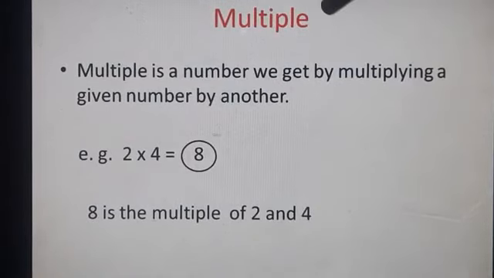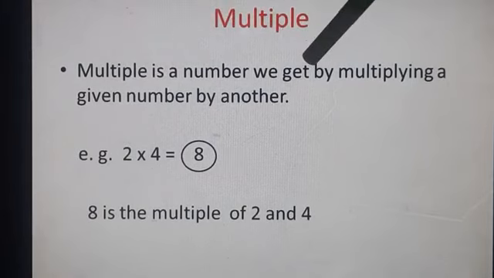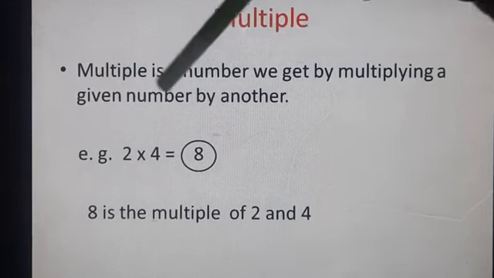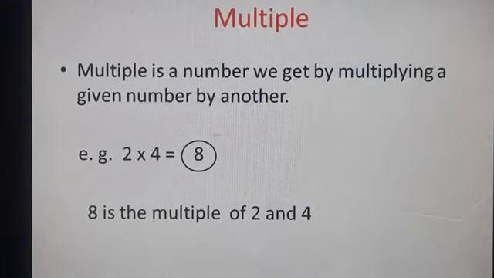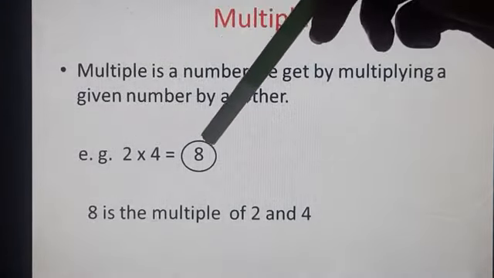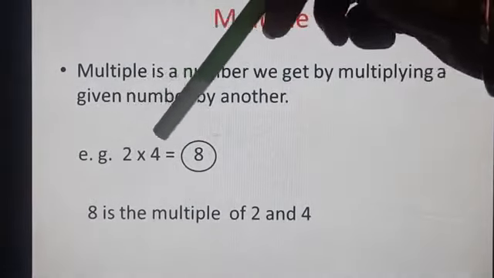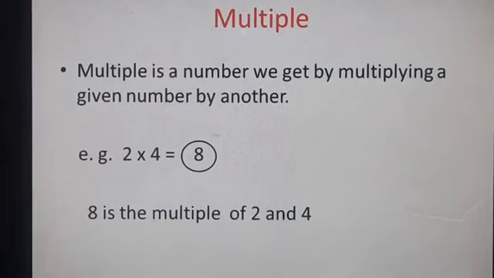Now we will study about multiple. Multiple is a number we get by multiplying a given number by another. When we multiply a given number by another number, we always get a multiple. So in this example, 2 fours are 8, then 8 is a multiple of 2 and 4. Okay?